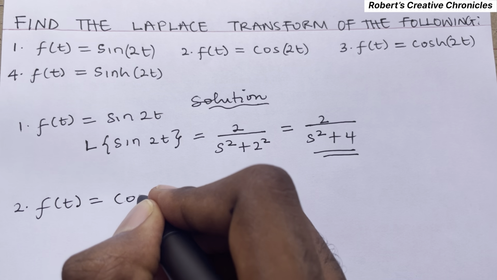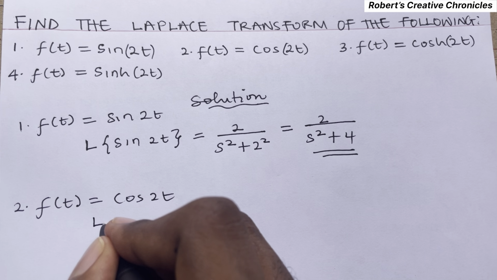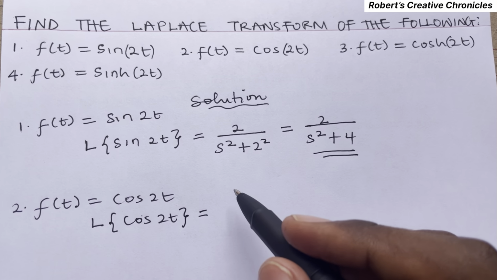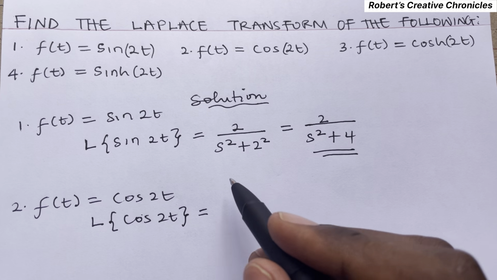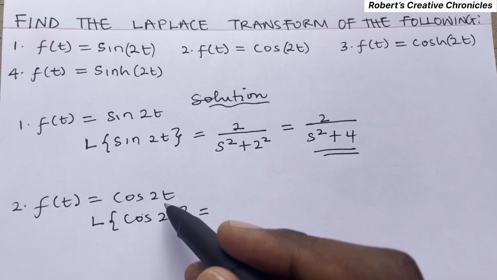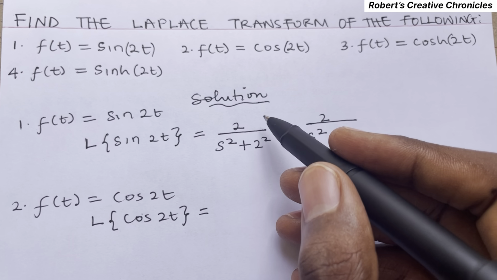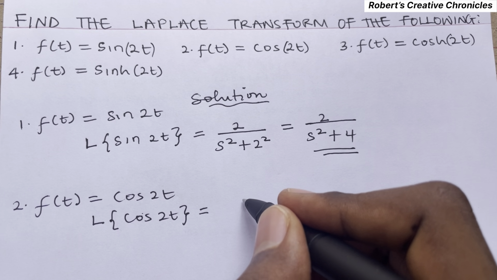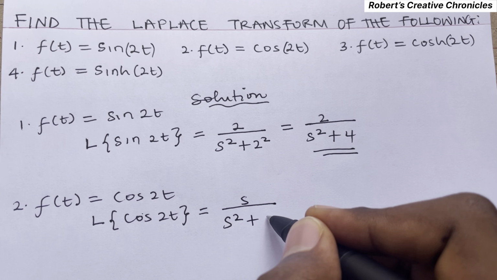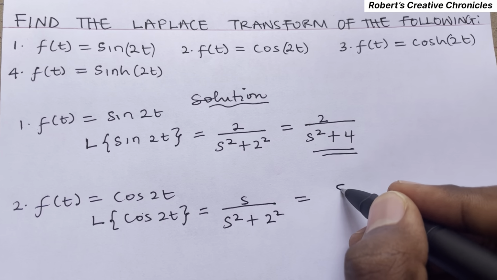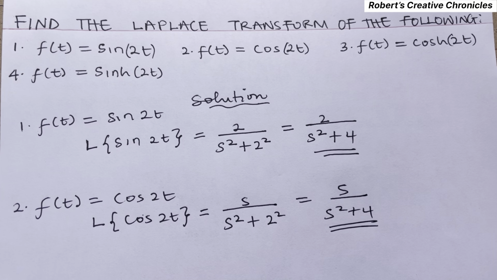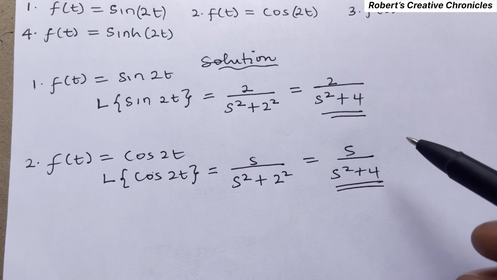f(t) is equal to cos 2t. The Laplace transform of cos 2t. For cos, the Laplace transform is s over s squared plus n squared. Instead of n in the numerator, it is s. So it's s over s squared plus 2 squared, which is s over s squared plus 4. So this is the Laplace transform of cos 2t. See the difference?